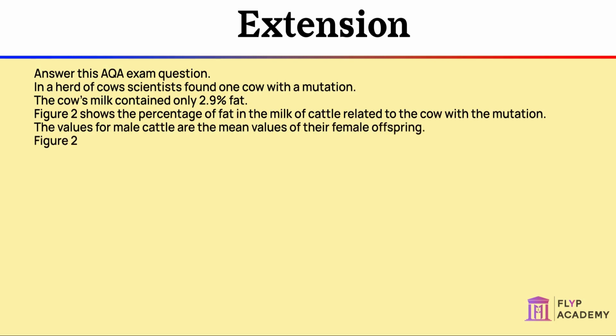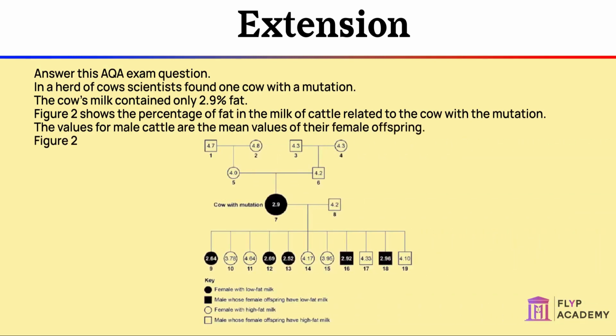A. Animal 8 is homozygous. The mutation in animal 7 produced a dominant allele for making low-fat milk. Give evidence from figure 2 that animal 7 is heterozygous. Animals 7 and 8 produced 11 offspring. B. Draw a Punnett square diagram to show a cross between animals 7 and 8.